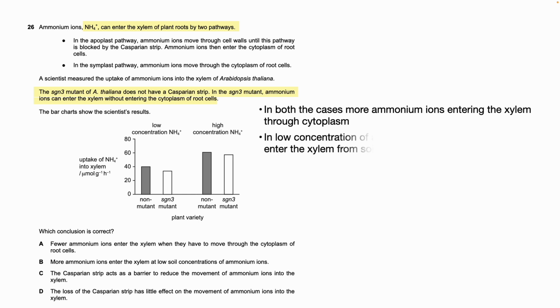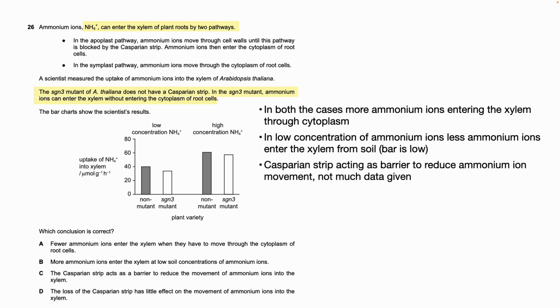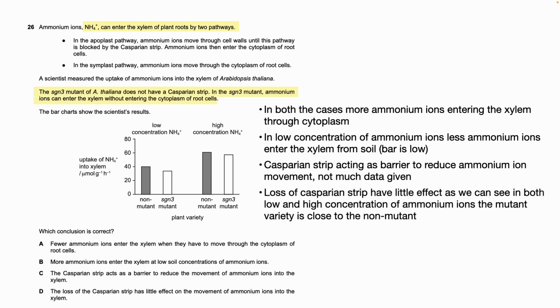Then option B says more in low concentration of ammonium ion, less ammonium ion enters the xylem from soil. The bar is low for the low concentration of ammonium ions. Casparian strip acting as a barrier to reduce ammonium ion movement: there is not much data given about it. And option D, loss of Casparian strip has little effect, as we can see in both low and high concentration of ammonium ions, the mutant variety is close to the non-mutant. So option D is the right answer.